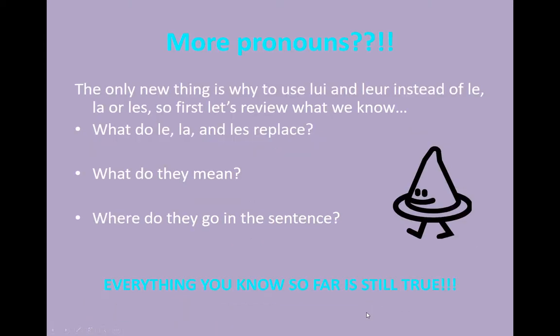So, lui and leur. Like I just said, the only thing that's different is what are these? Everything else we know, we're going to apply. So let's go back to le, la, les. What did they replace? A person or object. What do they mean? Him, her, it, or them. Where do they go in the sentence? Right before the verb. And we'll break that down again like we have been in review. What if there's one verb? What if there's two? Everything about that you know is still true.